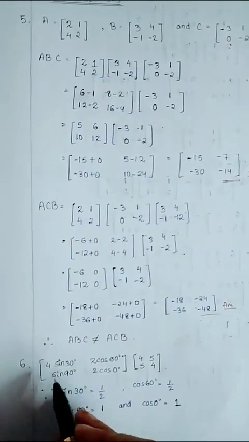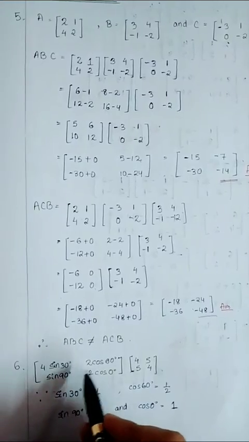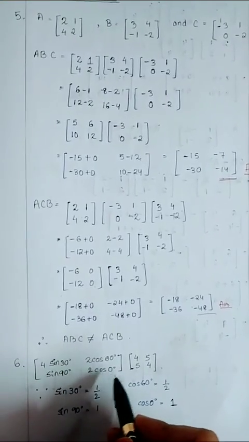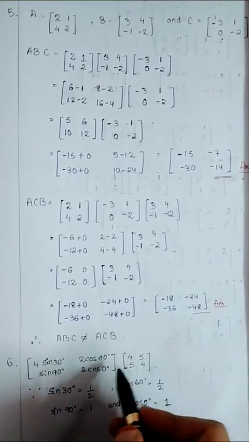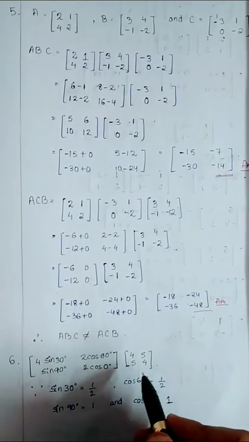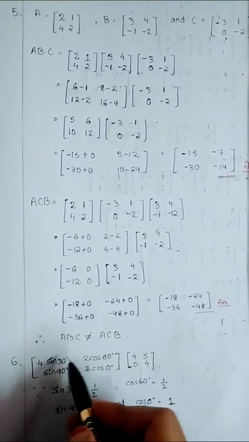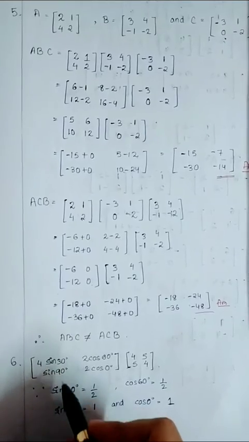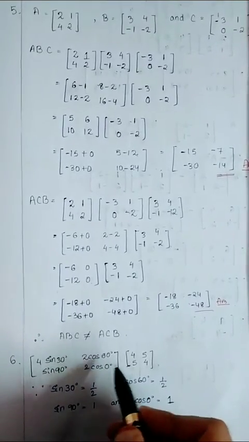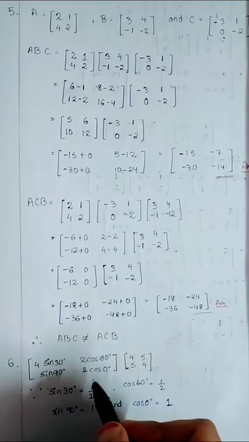Okay, next is question number 6. Here 4 sin 30, 2 cos 60, sin 90, 2 cos 0. We have to multiply this with the matrix 4 5 5 4. So first of all we should know the values of all these, sin 30, sin 90, cos 60, cos 0, that you have already done in trigonometry, in class 9.